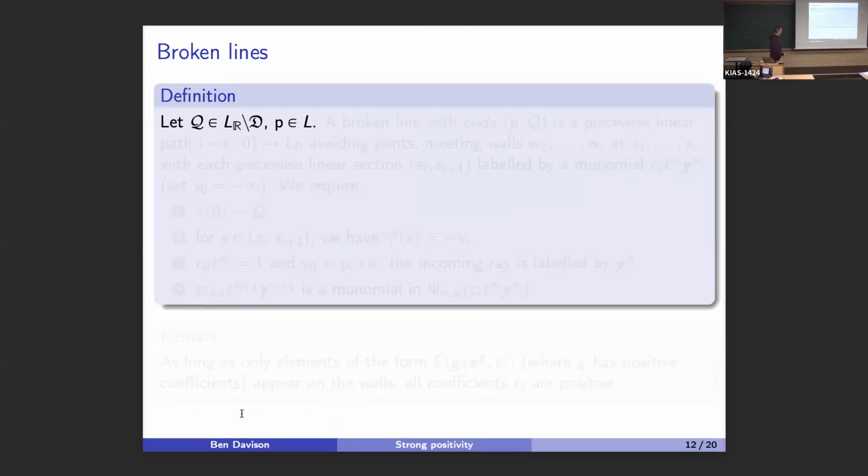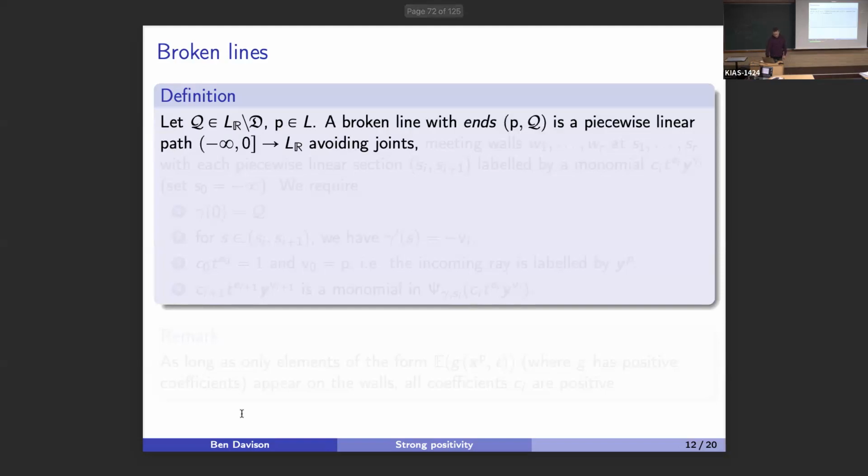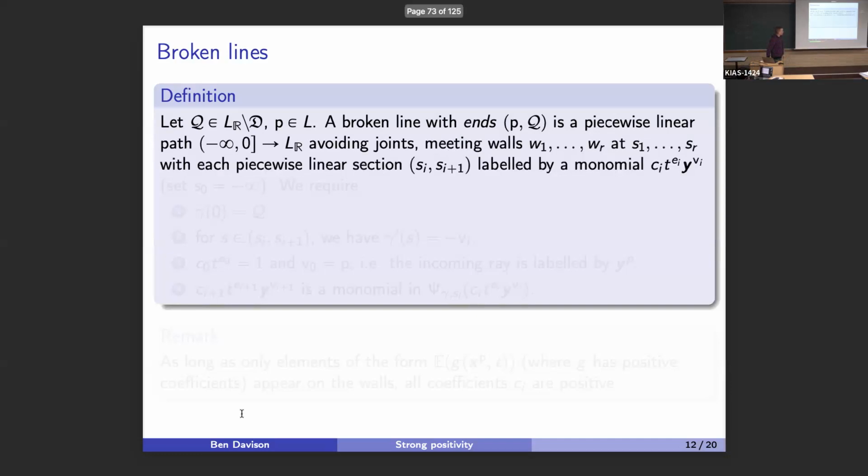So first, let me define broken lines. For a broken line, I need a few bits of data. First, I need a scattering diagram for it to pass through. But also, I need to give you its ends. So Q, or script Q, will be the place where the thing ends. And P will be its asymptotic direction, so where it comes in from, or its direction as it zooms into the scattering diagram. So a broken line with these ends is a piecewise linear path, avoiding the joints. Like I say, we never want to go through those non-generic bits.